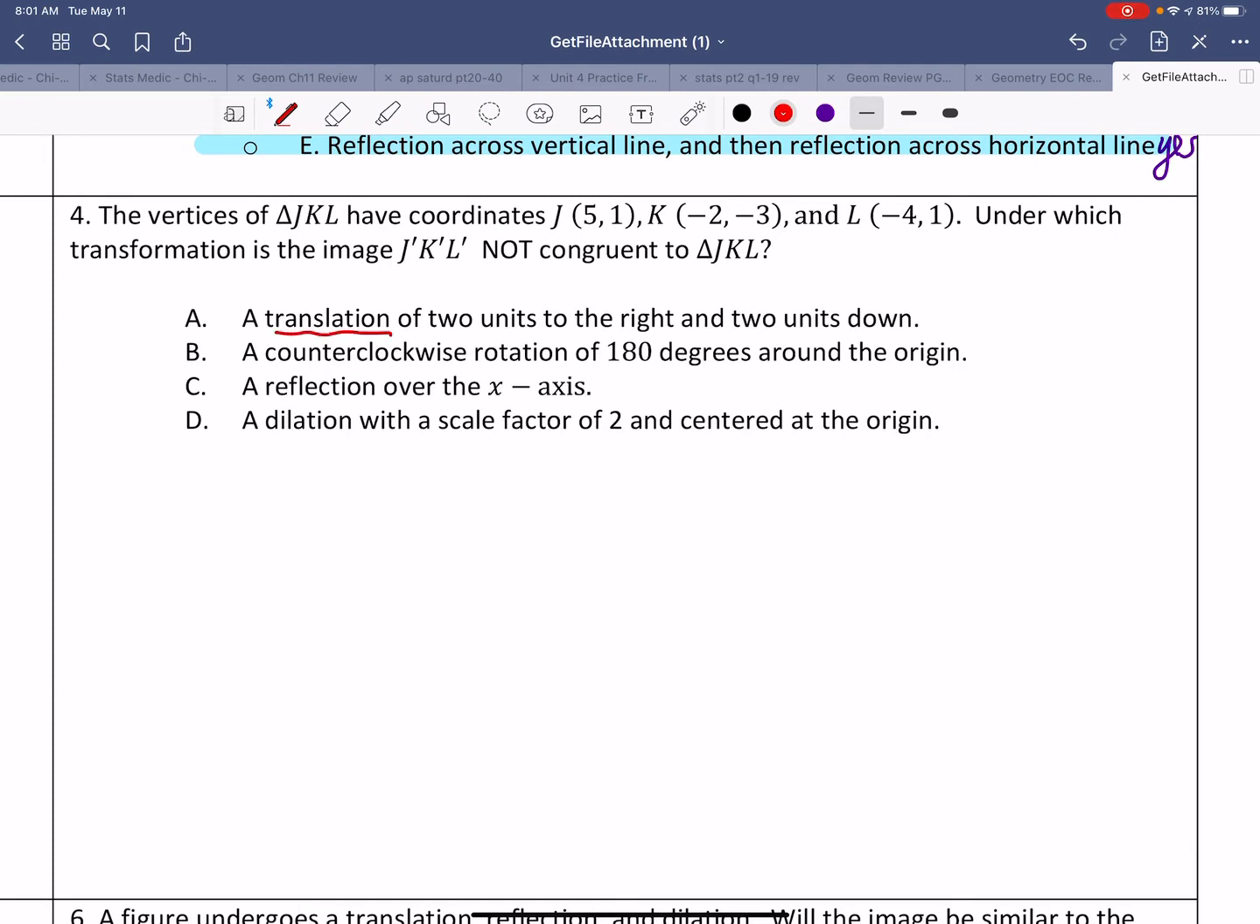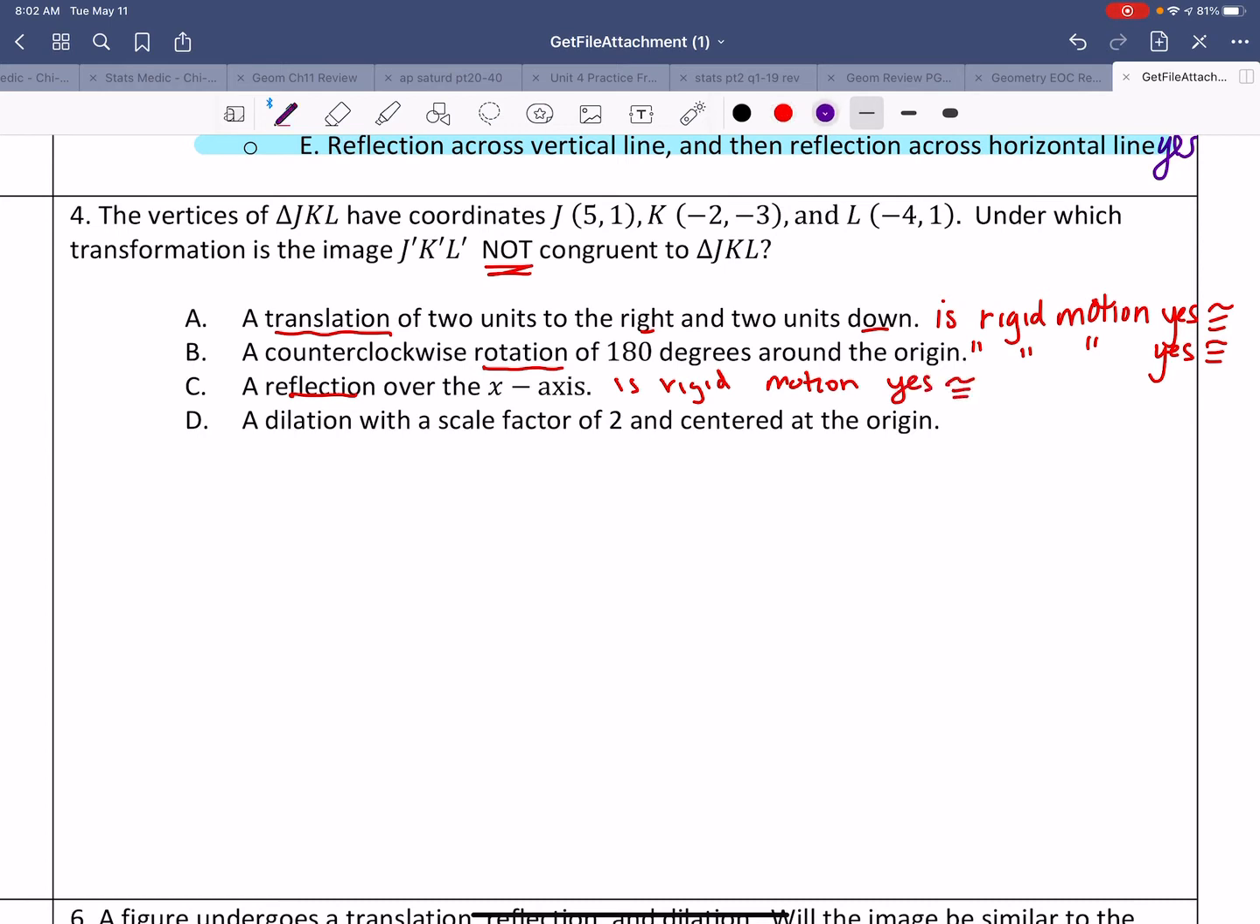So by translating 2 units to the right and 2 down, translation is rigid motion. So we're going to say yes. Let's keep reading. Oh, because I'm picking which one is not congruent. So this is rigid motion, so that's yes, congruent, but we're looking for which one is not congruent. A counterclockwise rotation around the origin. That is rigid motion, so that is a yes, congruent. A reflection over an axis. Reflection is also rigid motion. And so we're going to say, yes, that would make them congruent.